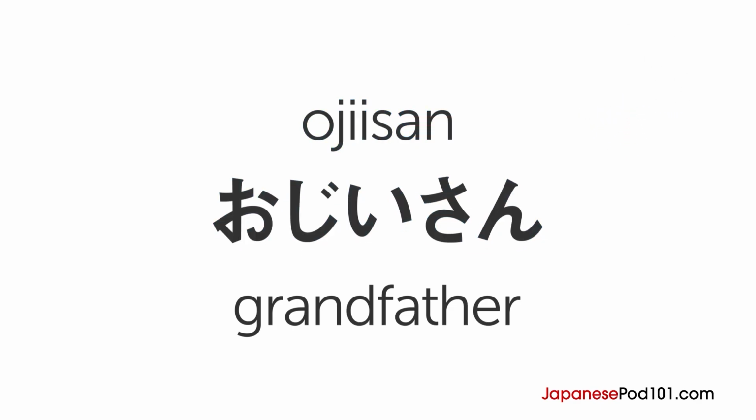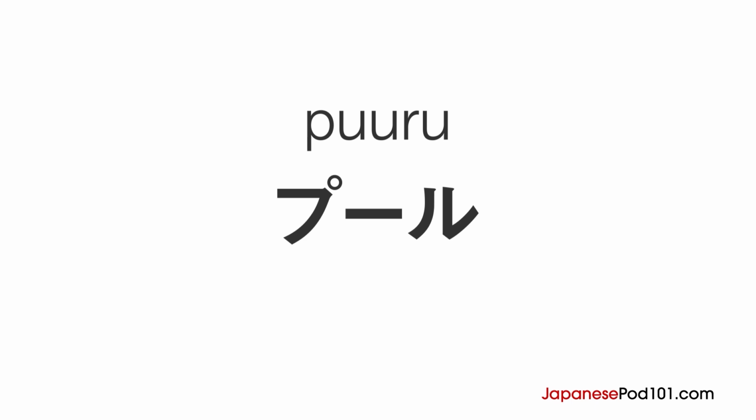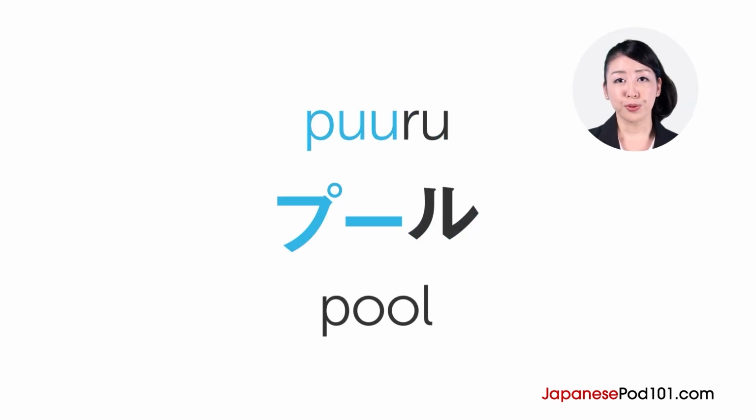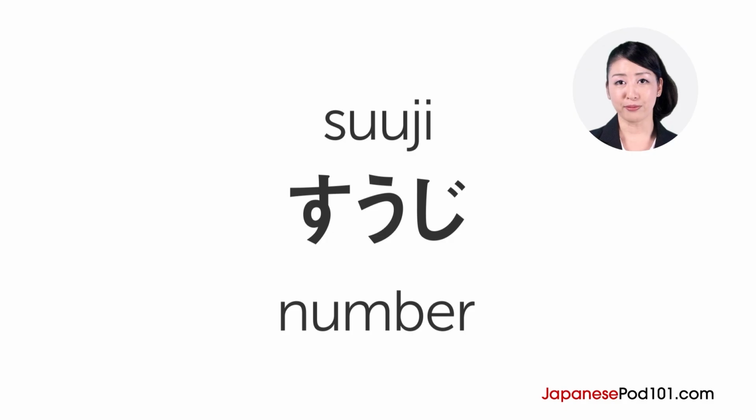The next one is ū. ū is twice the length of u. Let's pronounce the sound in a series of actual words. Pool, pool. Suji, number. Suji.